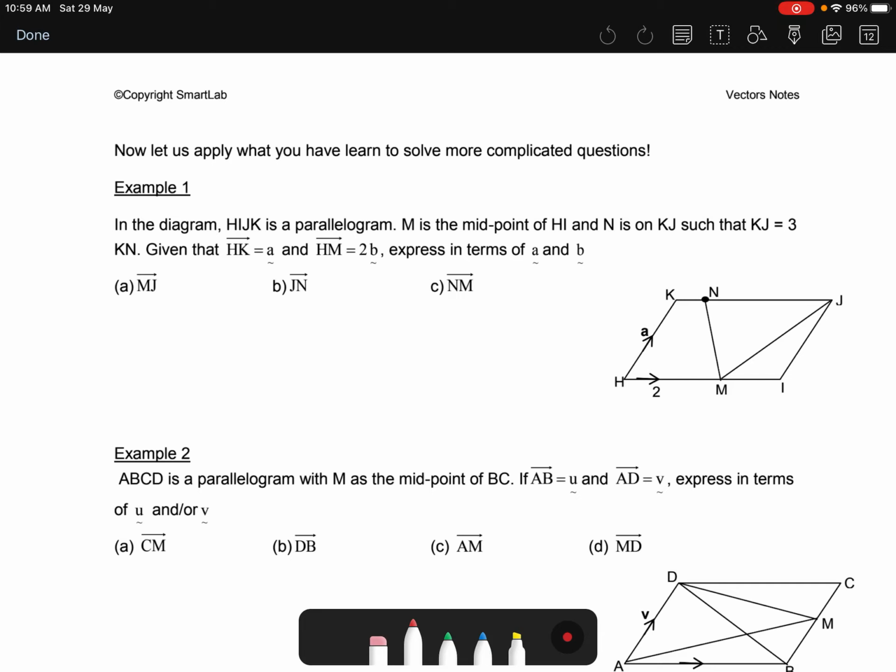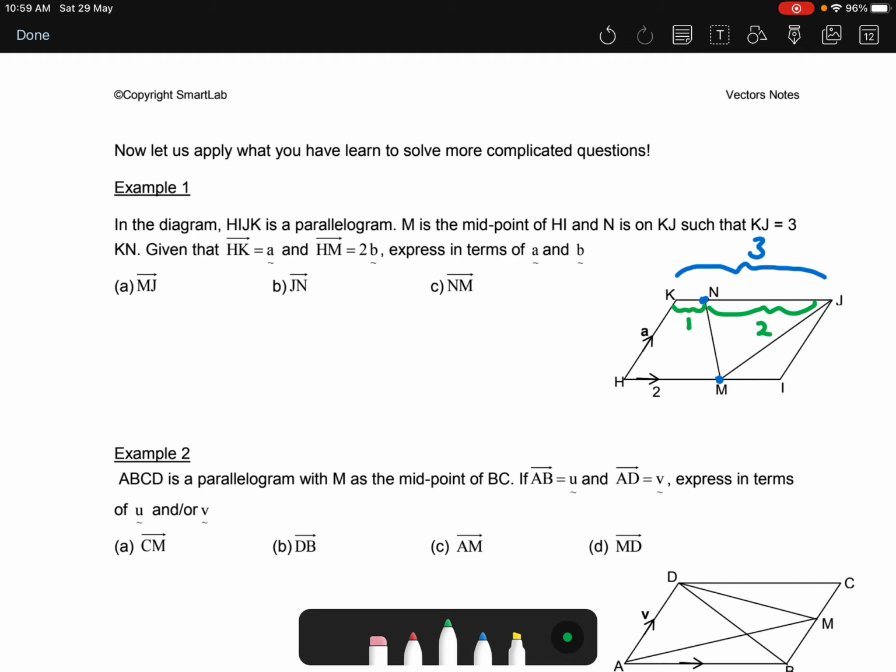Okay, so example 1, we are given a parallelogram HIJK, and M is the midpoint of HI, though it doesn't look like a midpoint, but I just take it as a midpoint. N is on KJ such that KJ is equal to 3 times KN. So if KJ is 3 times KN, your KN will be just 1 time, right? So NJ will be 2 times.